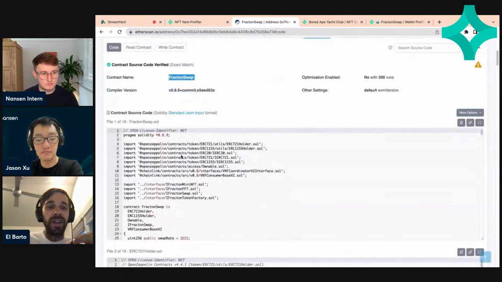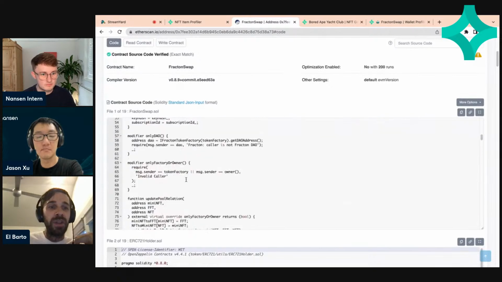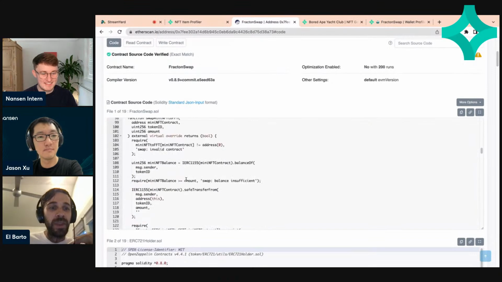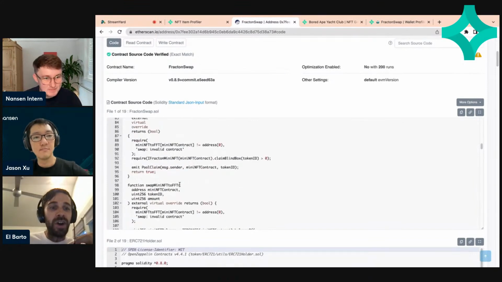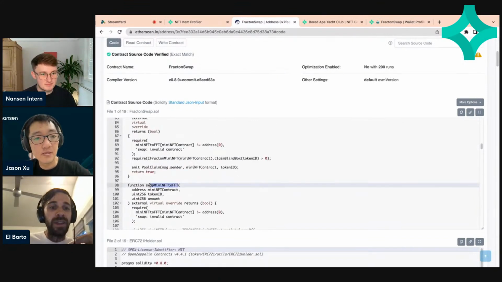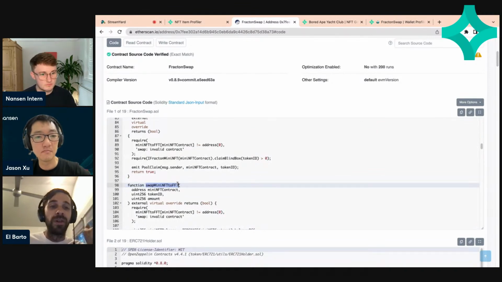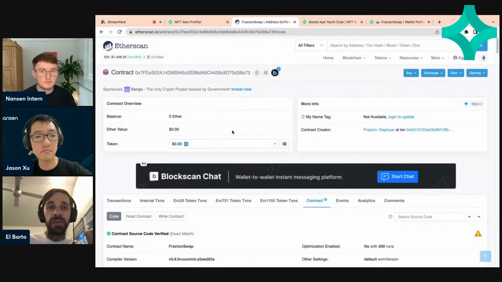What's really funny is, I'm not going to read through the whole thing, but there's a function call here, swap mini NFT to FFT. So you can kind of get a sense of, okay, yeah, they're taking the, I don't know the mechanics of the Solidity contract, but there's something to do here with making it a small NFT. And this was weeks before they announced it.